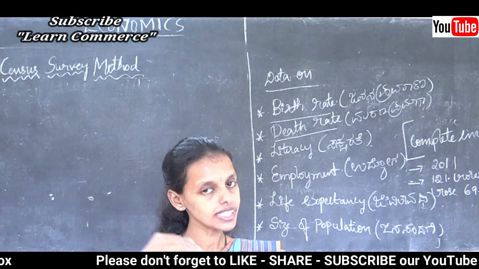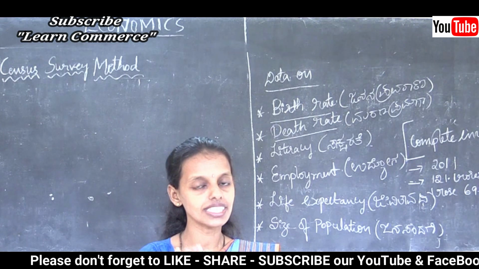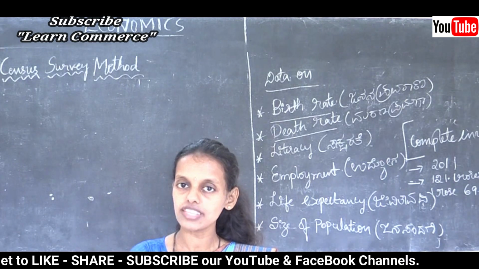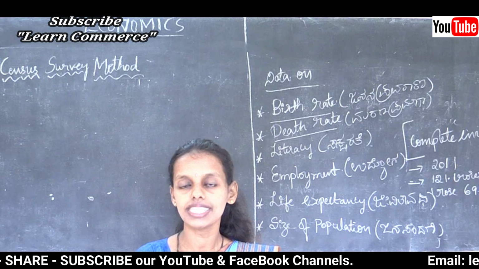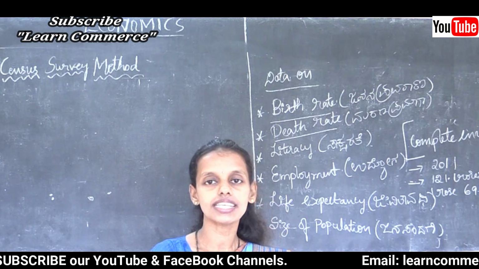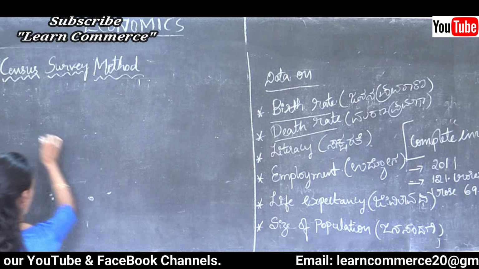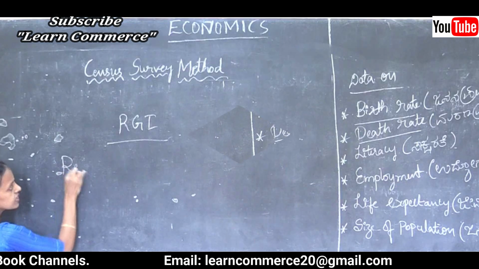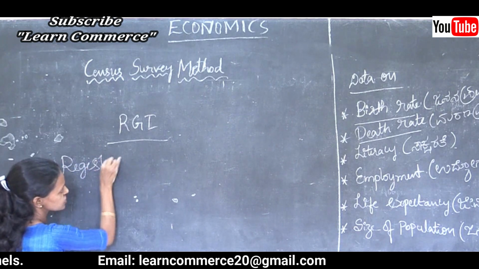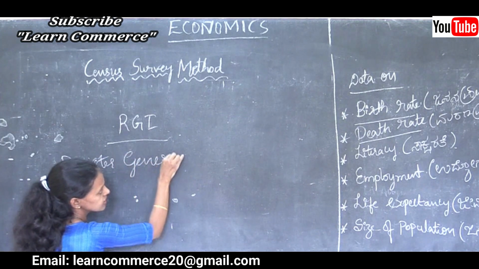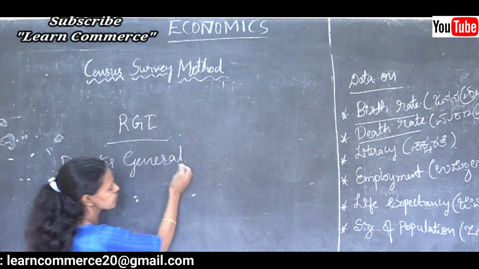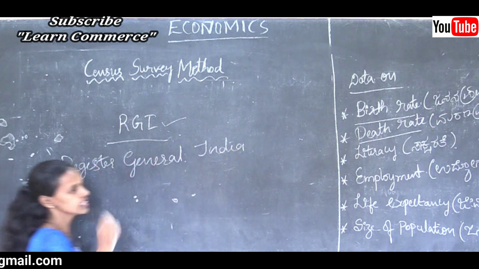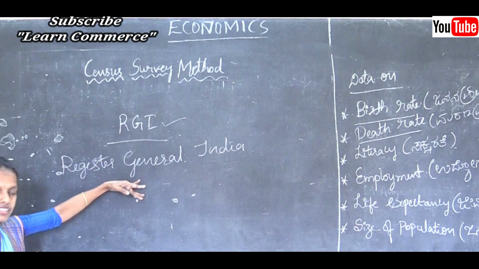So after the collected information is presented in the tabular form or through the pie chart or through any diagrammatic representation, before that these data were published by the RGI. RGI means Register General of India. So in the statistical department there is RGI, Register General of India. He is going to publish the census result.